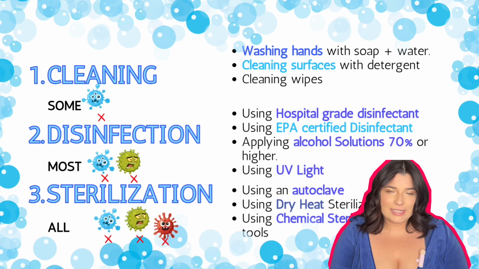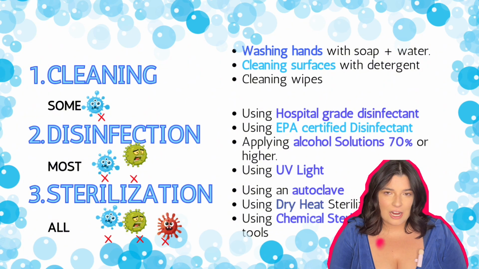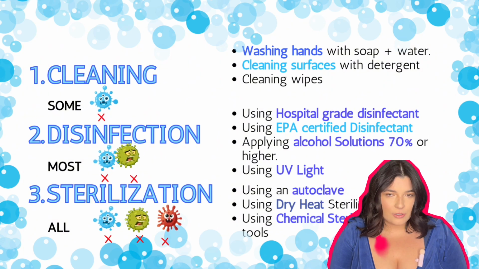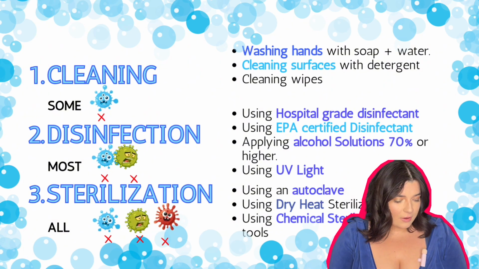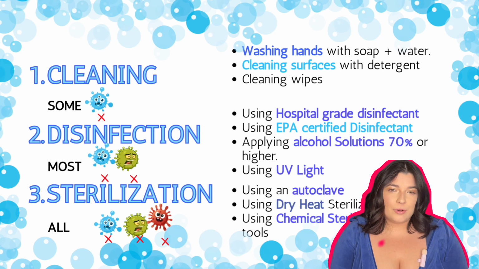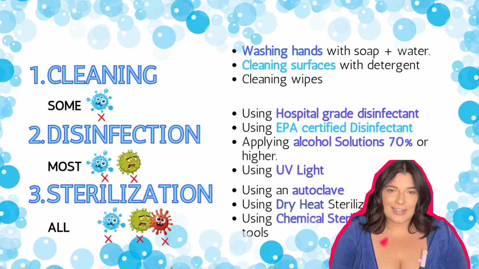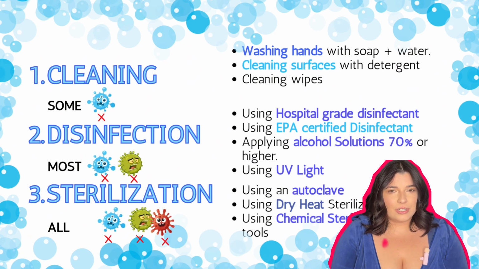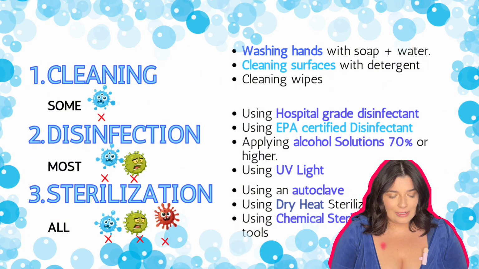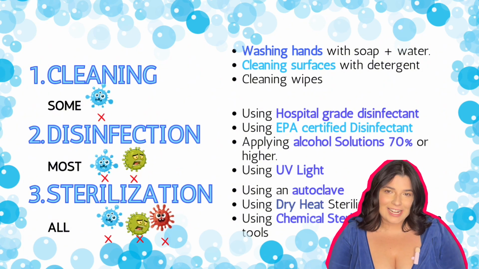The second level, disinfection. How are we going to disinfect? It kills most germs. We are going to be using hospital grade EPA certified disinfectants. Also use alcohol solutions that are 70% or higher. There's also some UV light sanitizers, guys.